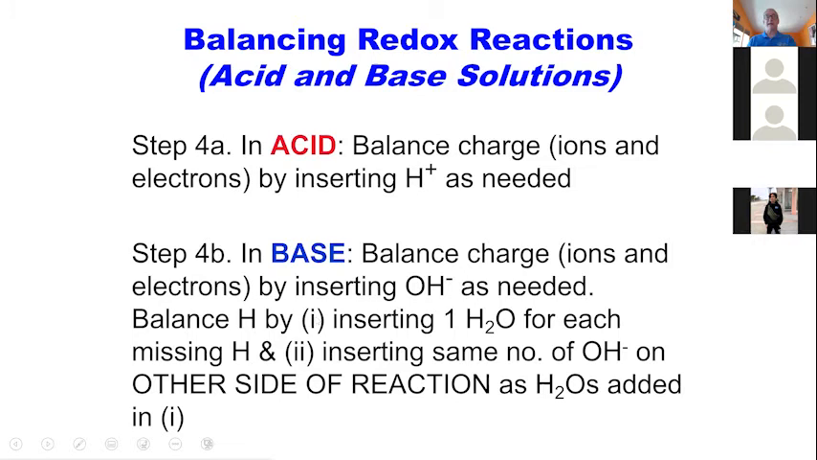So just like I said, in acid, you balance the charge by using protons. In base, you add hydroxide ions. And every time you add a hydroxide ion to one side, you add a water to the other side. That balances out the oxygens.